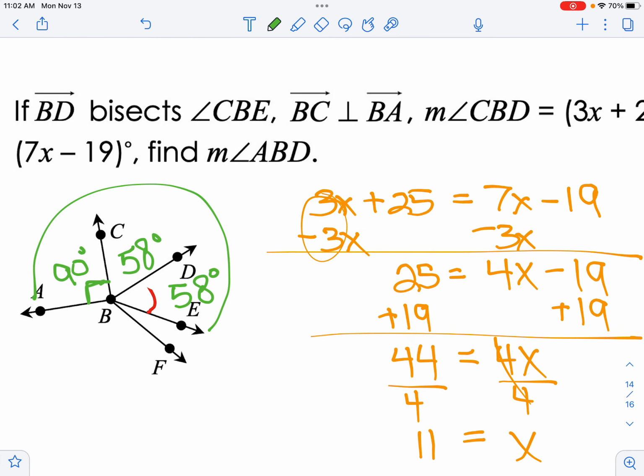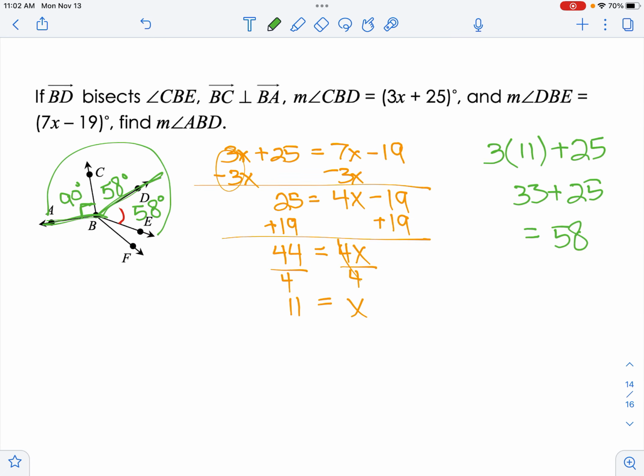Now, I read that wrong. They only want from here to here. So I just want 90 plus 58. So if we do 90 plus 58, that's 148. So I went too far. I went to ABE, but we only want ABD. So we actually only want from here to here. So just these two.